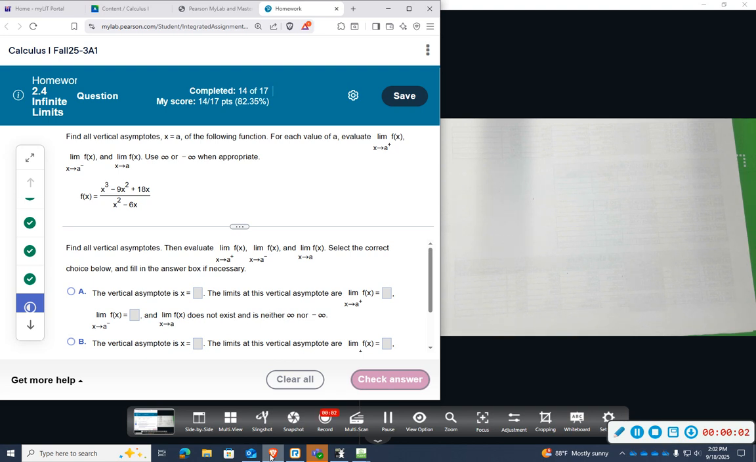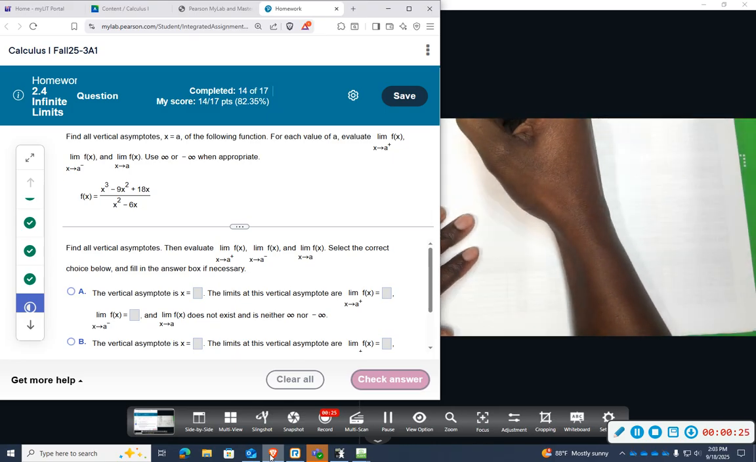All right, question number 15. We want to find all vertical asymptotes x equals a of the following function. And then for each of the a values, we're going to evaluate the limit of f of x as x approaches that asymptote from the right, from the left, and from both sides using positive or negative infinity when appropriate.